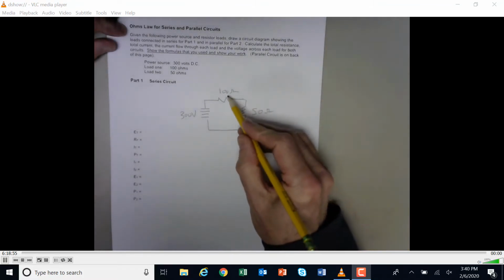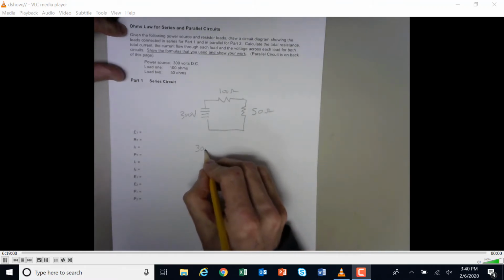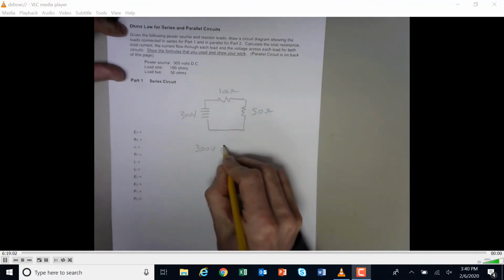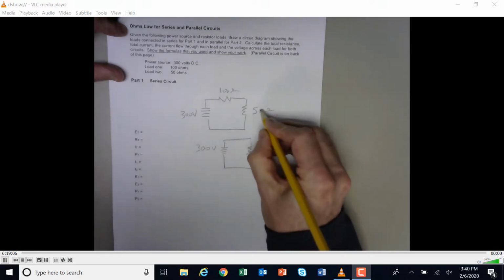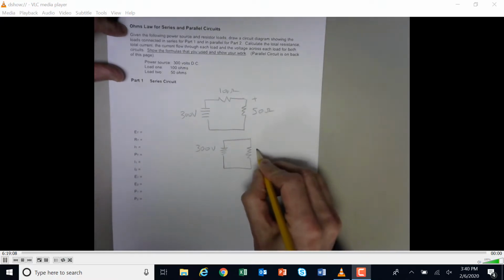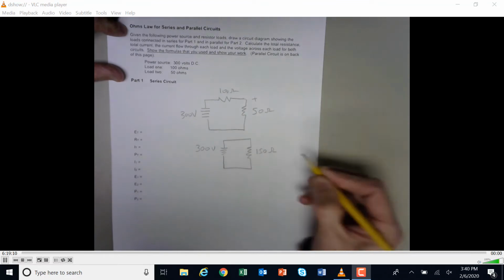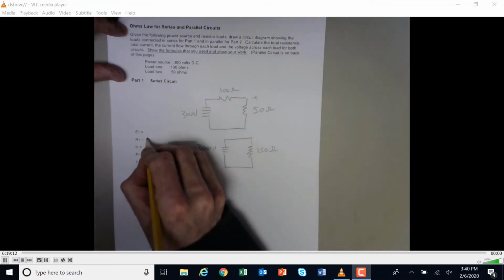We know that the resistance adds. So if we add these two together, we can simplify this circuit and do a single one with our total of 100 plus 50 is 150 ohms. So that is our R total, 150 ohms.